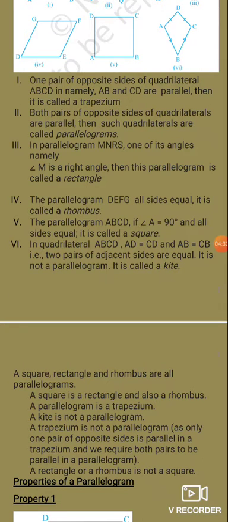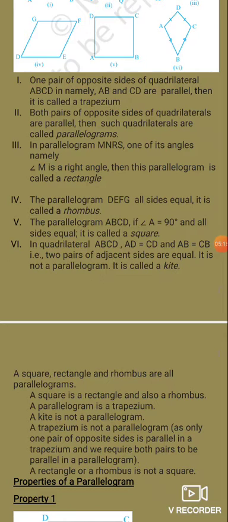Now listen carefully. Some more points. A square, a rectangle and a rhombus are all parallelograms. Now a square is a rectangle and also a rhombus. But a rectangle is not a square, and the same as a rhombus is also not a square. Next one, a parallelogram is a trapezium, but a trapezium is not a parallelogram.